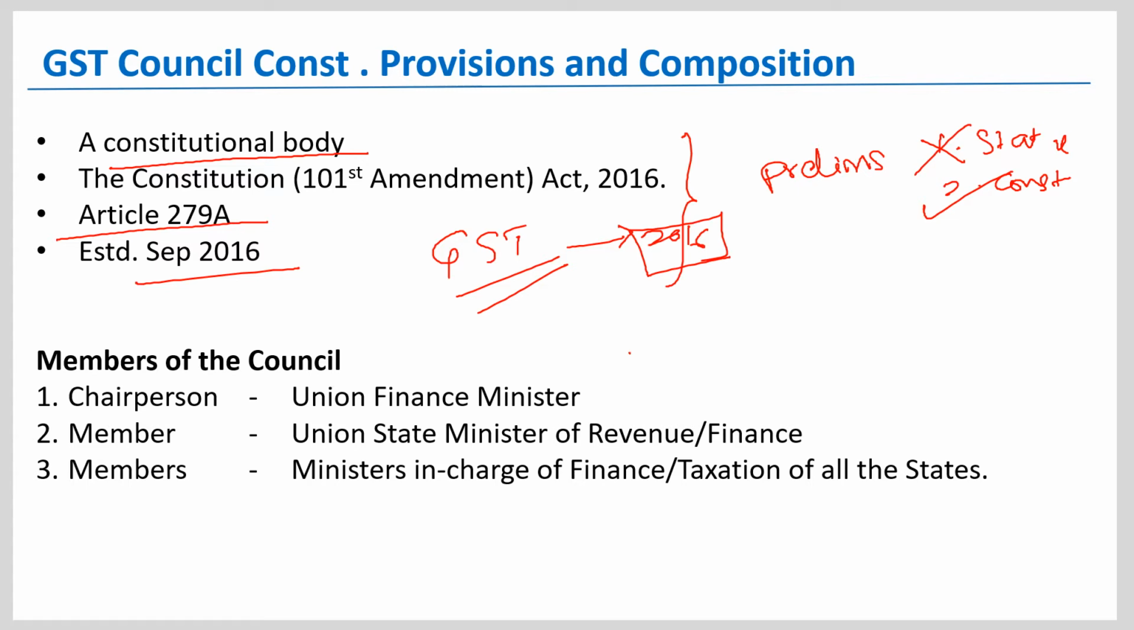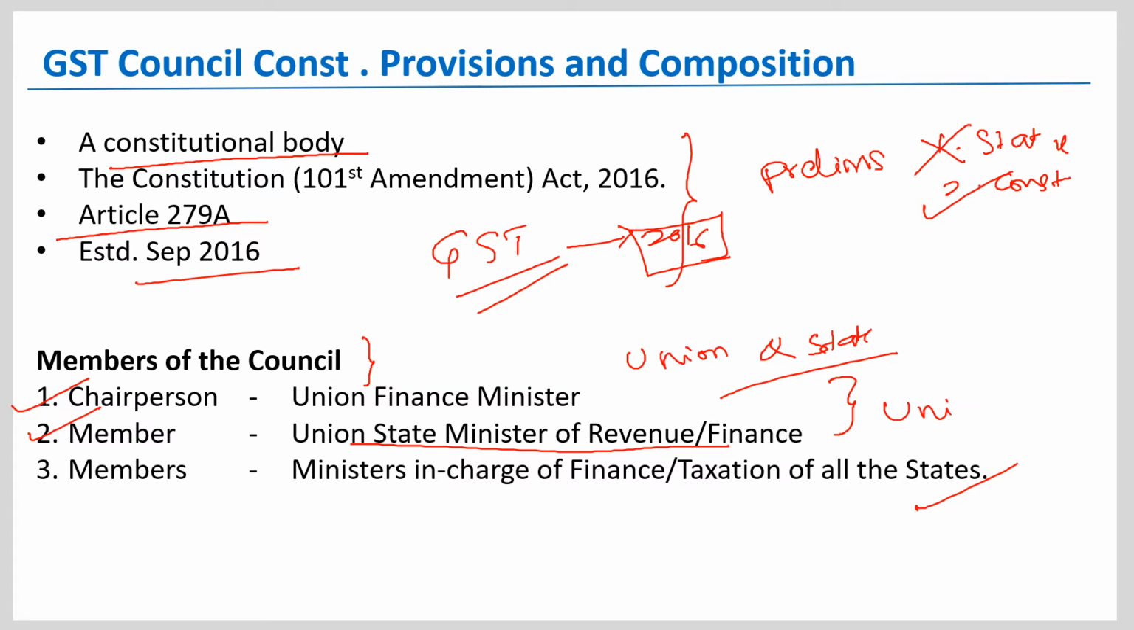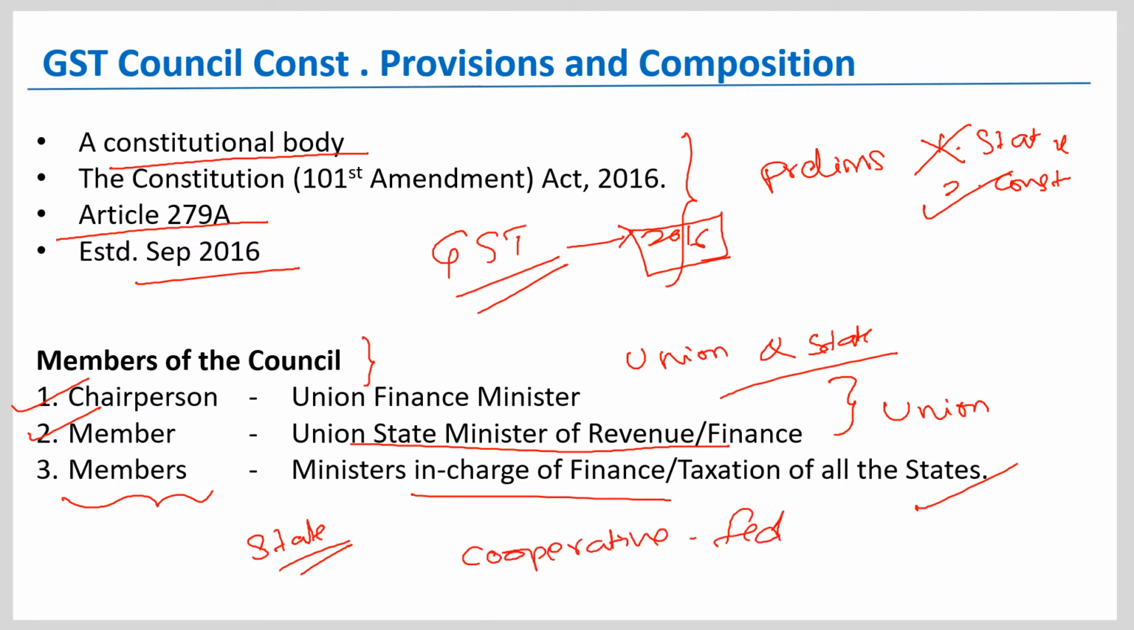It should be represented by both the union government and state governments. On that principle, the council includes members from both. Both the finance minister and the union minister of state for revenue represent the union government. The ministers in charge of finance from all the states represent the state governments. It is created on the principle of cooperative federalism. Any decision taken by a governing body should represent the whole spectrum of the country. All the state governments should be represented in such a body. On that principle, the GST Council included both union and state government ministers.